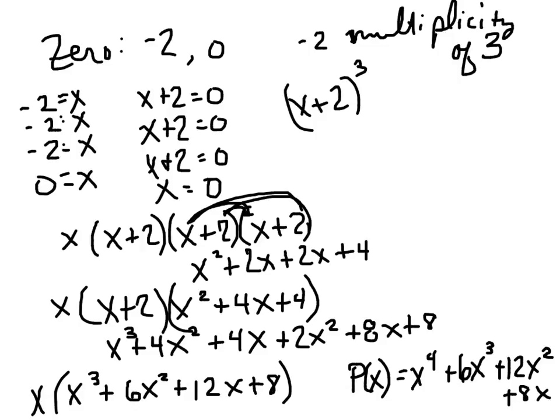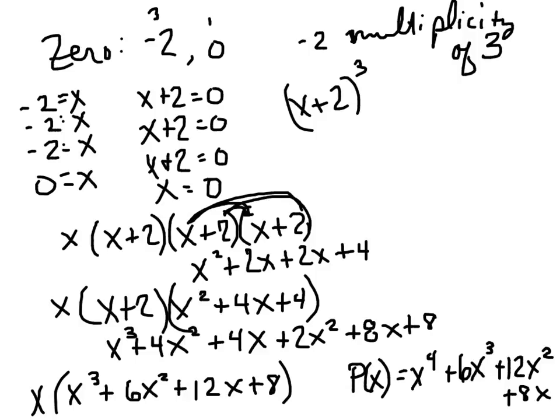Now again, looking at the highest exponent, I have it as a 4. When it says -2 has a multiplicity of 3, that would mean 3 of those and 1 of those, 3 plus 1 should equal 4. So when they're telling you that, they're actually trying to get you to multiply everything back out and see what you come up with in the beginning.